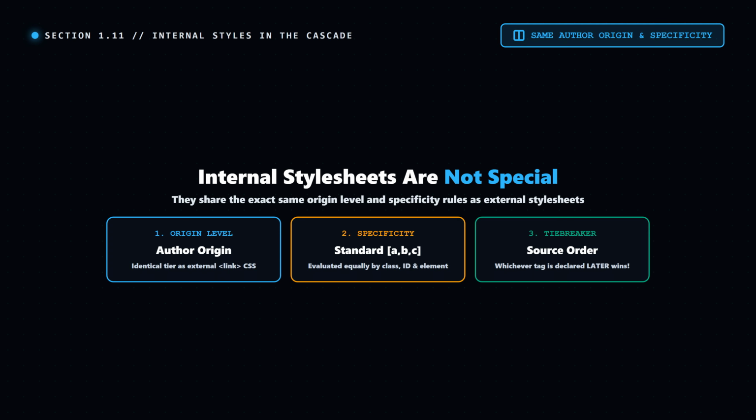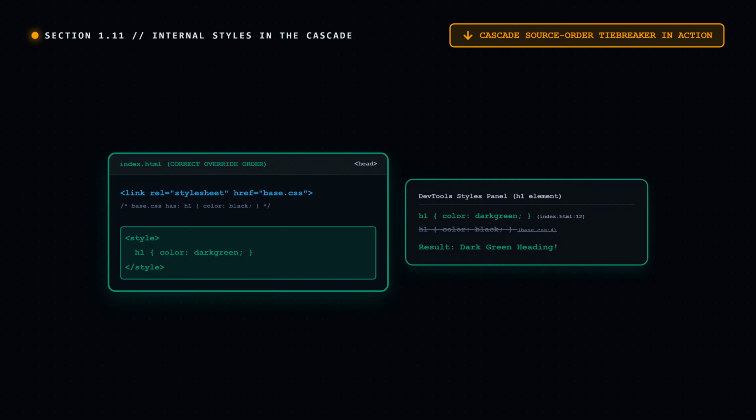In the Cascade, internal style sheets are not special. They have the same origin, author, and the same specificity rules as external style sheets. The only tiebreaker is source order. Whichever set of rules appears later in the HTML document wins when everything else is equal.